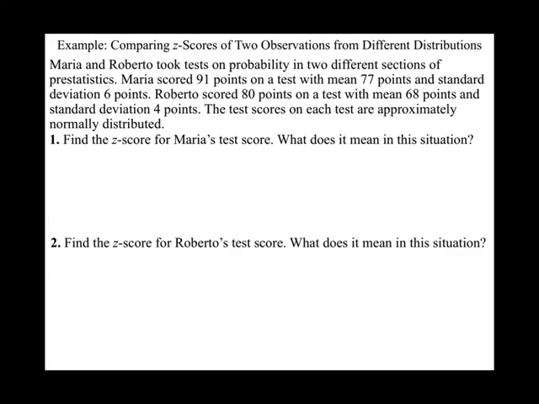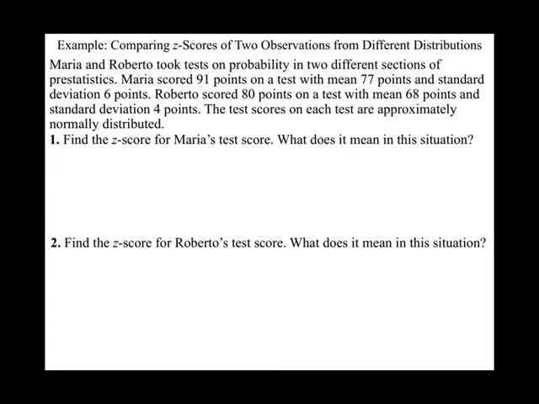Okay, another example, comparing z-scores of two data values from different distributions. Maria and Roberto took the test on probability in two different sessions of statistics. Maria scored 91 points on a test with a mean of 77 points and a standard deviation of 6 points. Roberto scored 80 points on a test with a mean of 68 points and a standard deviation of 4 points. The test scores on each test are approximately normally distributed. So we know this is the normal distribution. Since they took different tests, the tests have a different mean and different standard deviation.